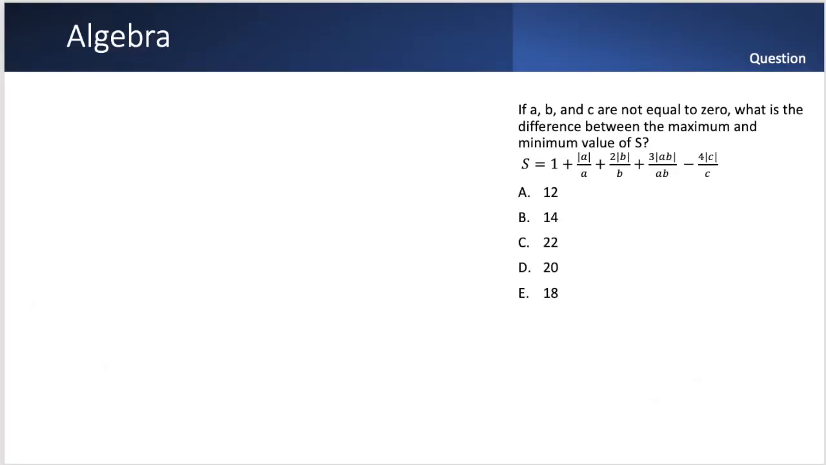Okay, here's another algebra question. If a, b, and c are not equal to 0, what's the difference between the maximum and the minimum value of s? Pause the video here for a second, try to solve it, and then we do it together.